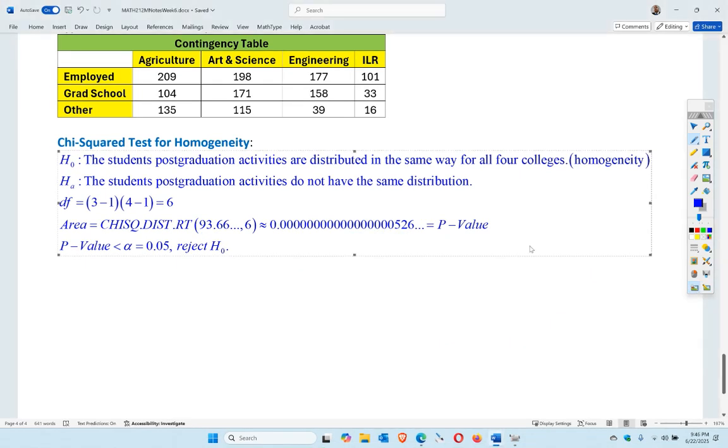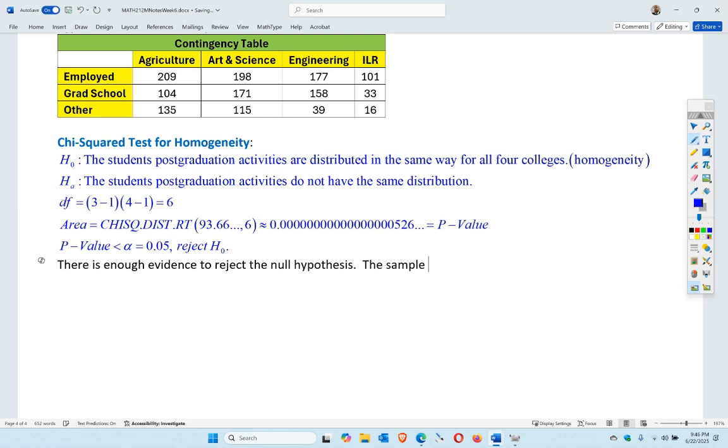Okay, so let's click down here. So there is enough evidence to reject the null hypothesis. We're in the critical region. The sample is not expected, right? An expected sample would fall within the non-shaded range. Oh, that's the best. Not expected.